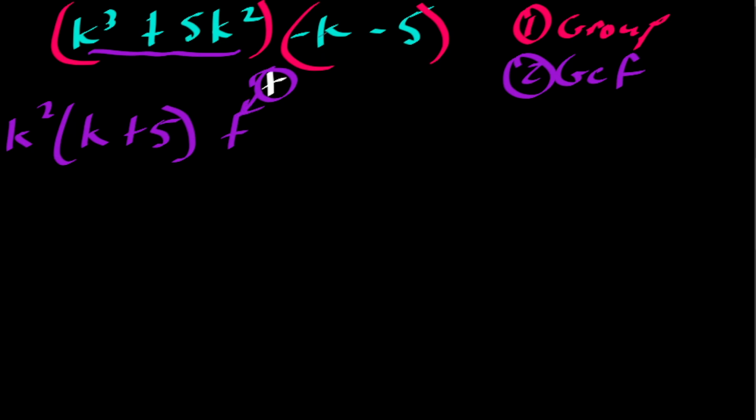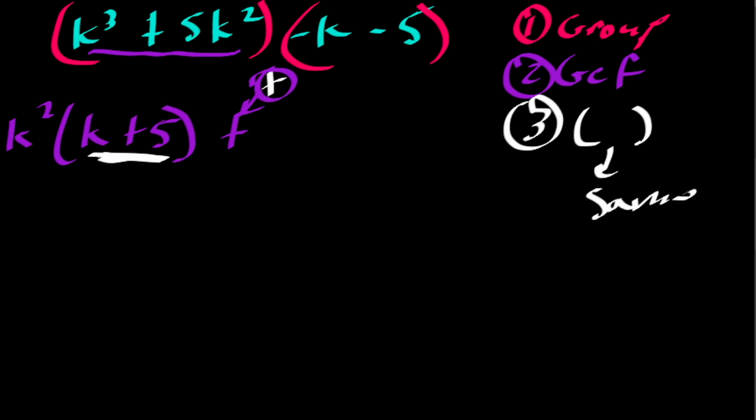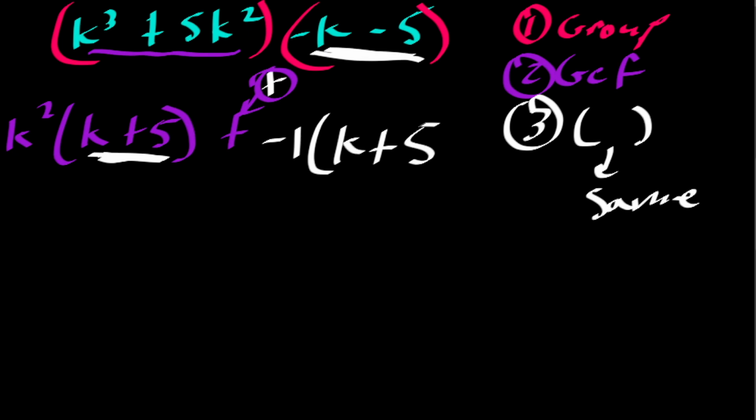All right, so now what could we factor out of negative k minus 5? But here's what I would suggest you do. Look at this first parentheses, because remember, we want our two parentheses for this third step to be the same. So if we want our parentheses to be the same, that means that we need to make negative k minus 5 become k plus 5. So we could actually factor out a negative 1 here, and it would change this to k plus 5.